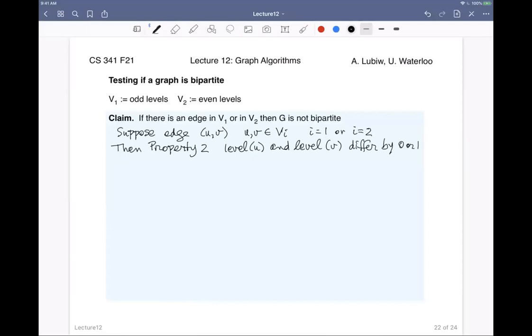Okay, but is it possible that the level of U and the level of V could differ by 1? That would mean one has to be in an even level and one in an odd level. So they can't differ by 1.